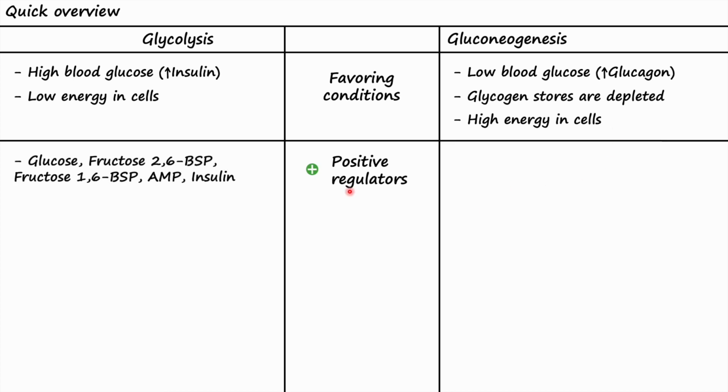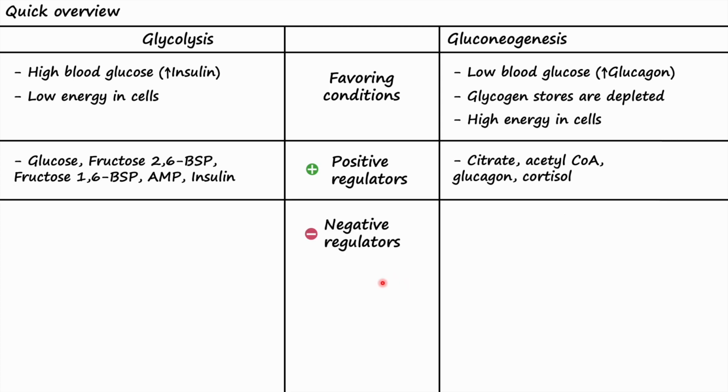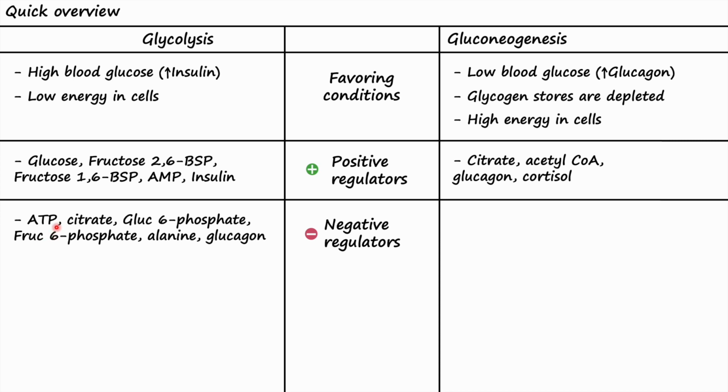Now, positive regulators. Positive regulators for glycolysis are glucose, fructose 2,6 bisphosphate, fructose 1,6 bisphosphate, AMP, and insulin. Whereas positive regulators for gluconeogenesis are citrate, acetyl CoA, glucagon, and cortisol. Now, cortisol I didn't really talk about much, but the cortisol hormone is released in response to stress, and when the level of cortisol is high, it actually activates the gluconeogenesis pathway. Now, negative regulators for glycolysis include ATP, citrate, glucose 6-phosphate, fructose 6-phosphate, alanine, and glucagon. Whereas for gluconeogenesis, they are AMP, ADP, and fructose 2,6 bisphosphate.